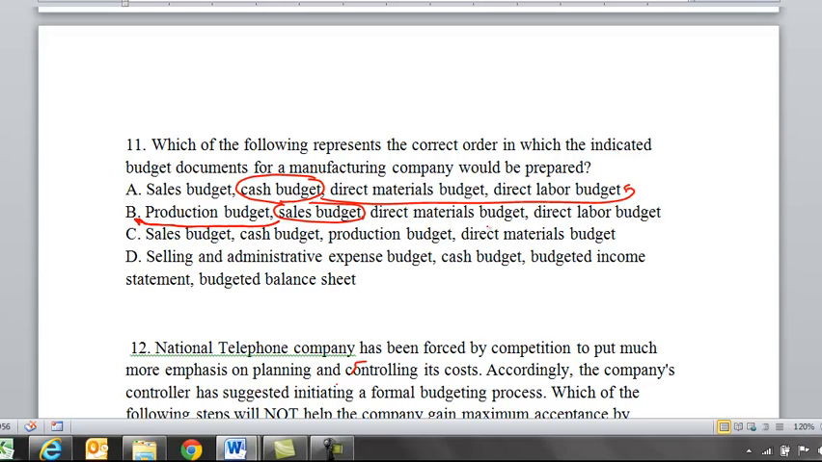Sales budget, cash budget, production budget, direct materials. Again, cash is in the wrong order. It should be after these two guys. D, selling and administrative expenses comes after the product cost budgets. Cash budget, budgeted income statement, budgeted balance sheet. This is the correct one.